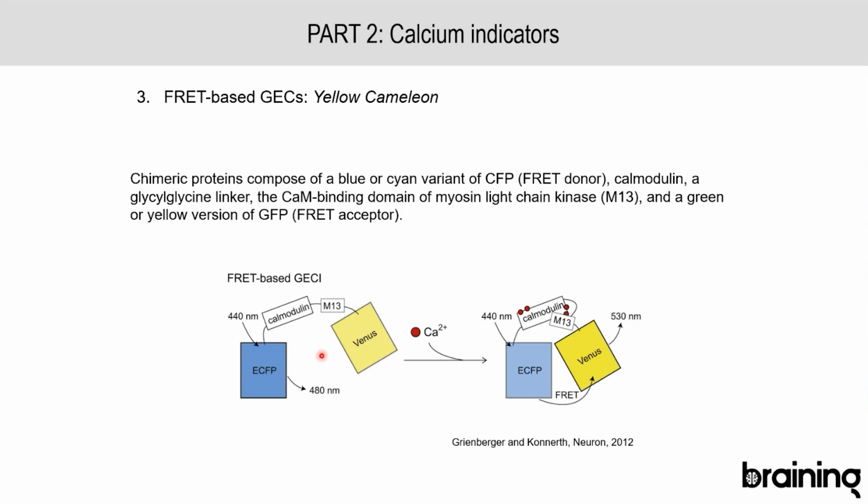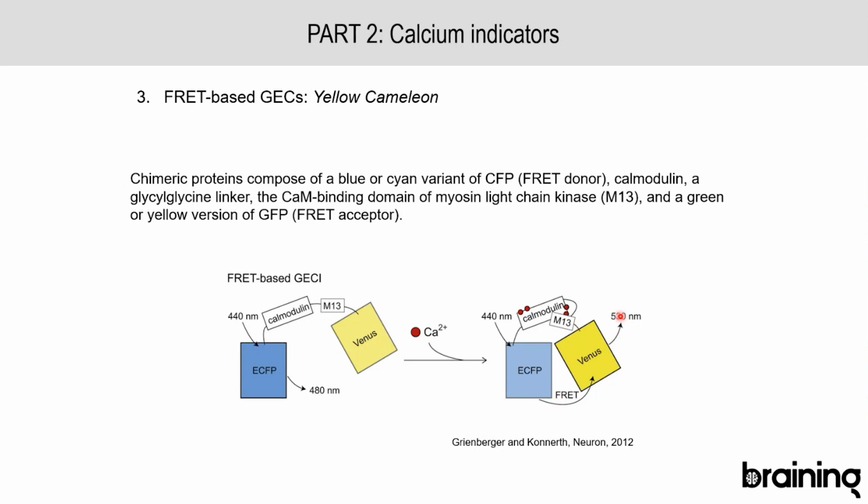So when we do not have a high concentration of calcium, the system is not close enough and we do not have a FRET signal. But if we have an increase in calcium, there is a conformational change in these proteins, and the CFP emission photon can activate the yellow version, and we will have an emission.